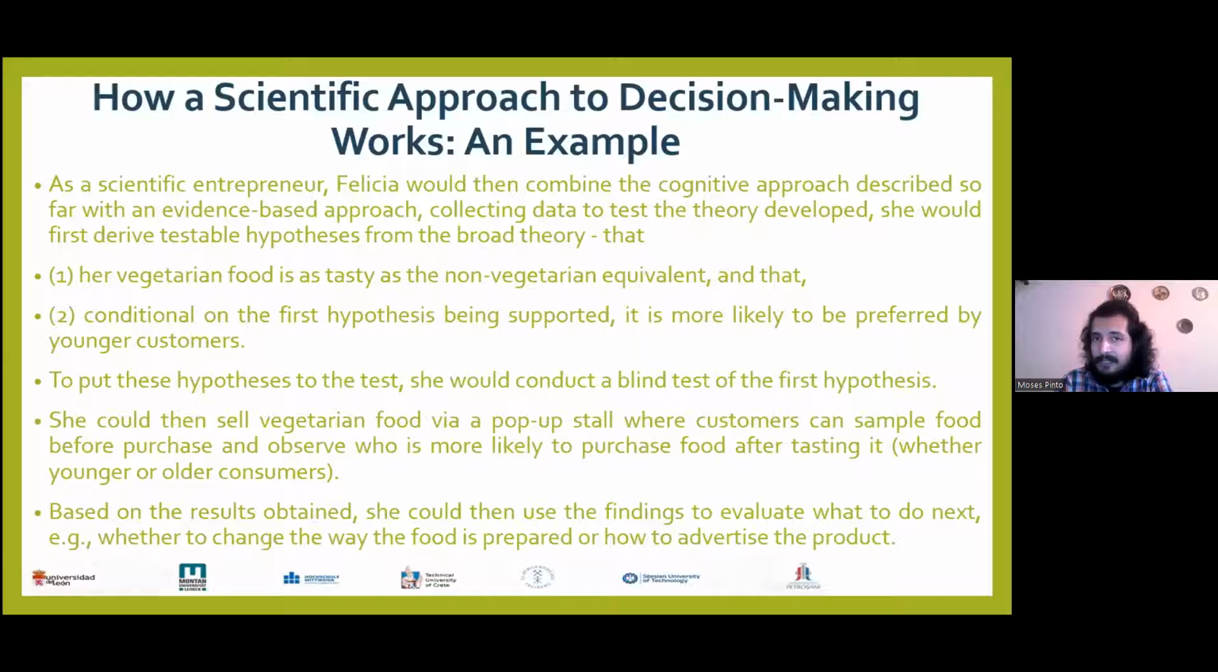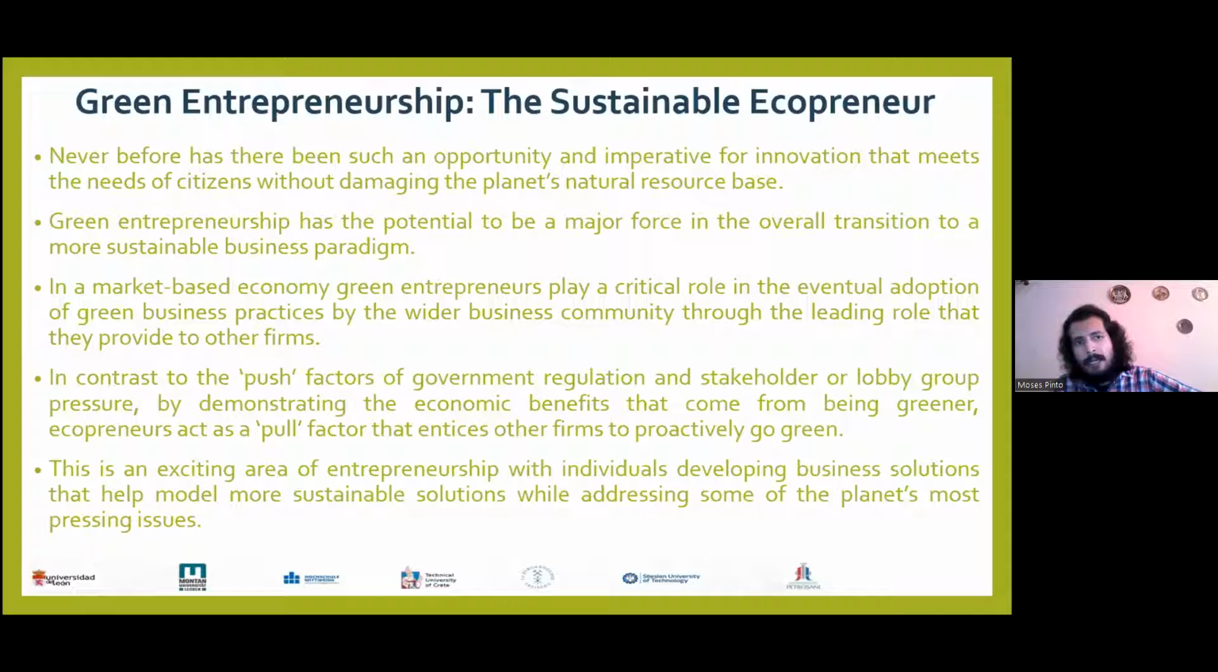But as you can see, Felicia has a scientific theory in her mind. She has come up with hypotheses, after theorizing that the food would be more appealing to the younger generation, and she goes on to test her theory. So this is the scientific approach, and it works out well because you can also collect evidence to test whether the hypotheses are really working or not, and then finally successfully implement a good entrepreneurial model, business model. So that's all for the scientific approach.